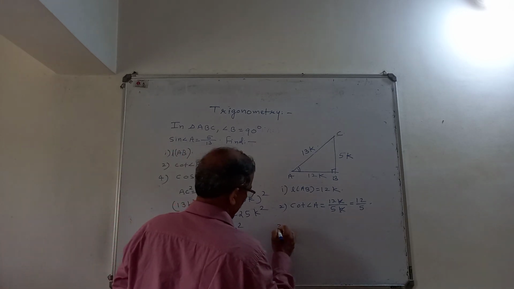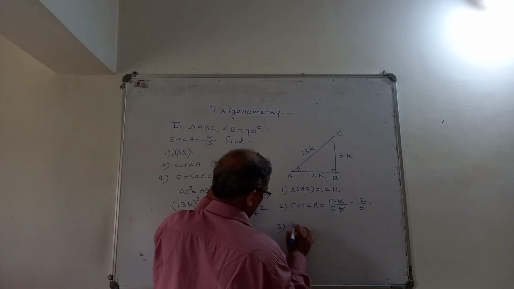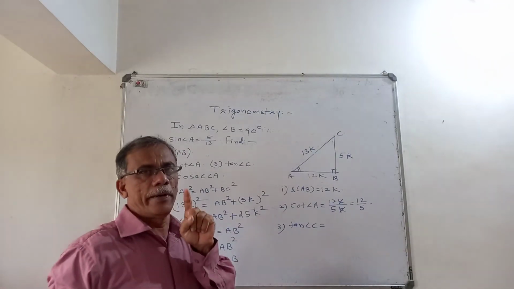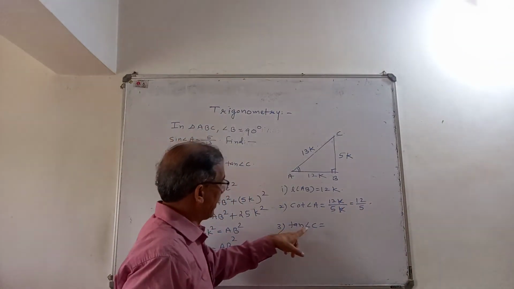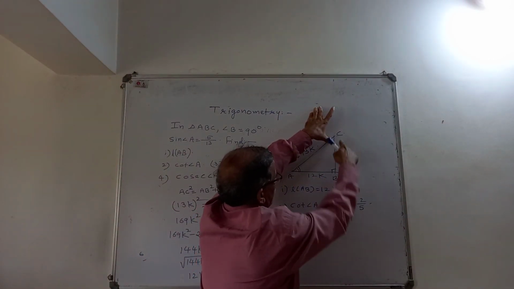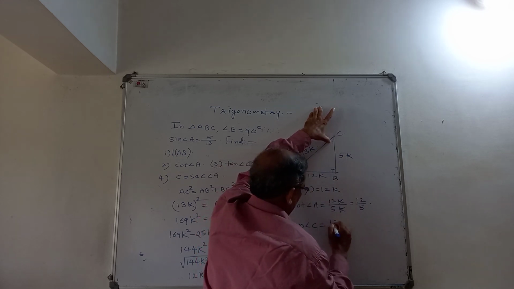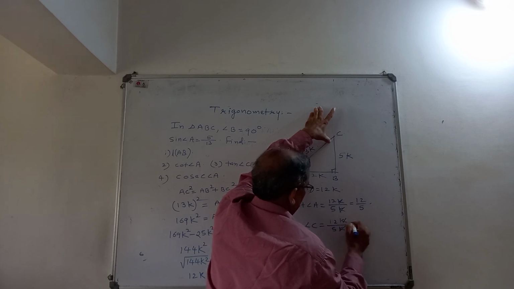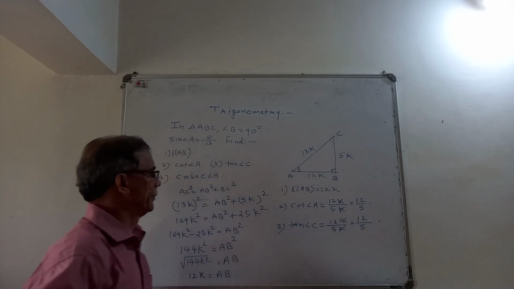Then third, what we want to write? Tan angle C. Tan of angle C. Tan ratio of an angle means its opposite side upon adjacent side. So for angle C, this is angle C, which is opposite? AB opposite, upon adjacent CB. So opposite 12k by 5k. K gets cancelled, you get same answer, that is 12 by 5.